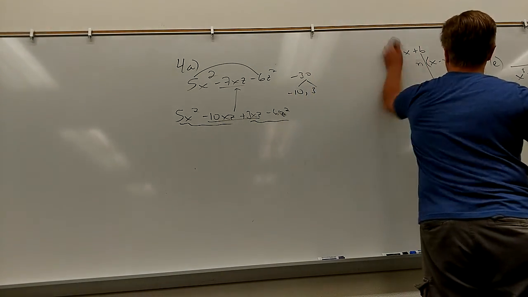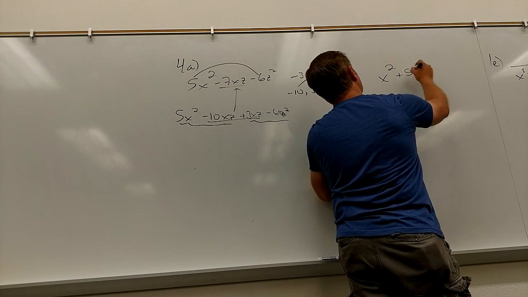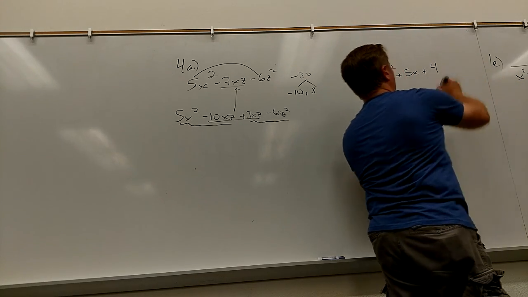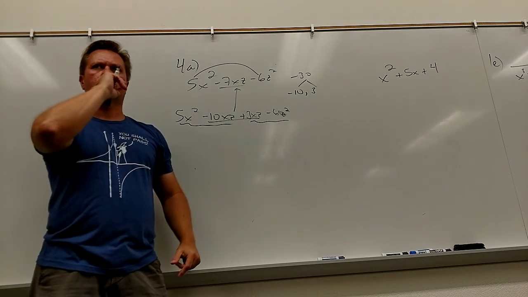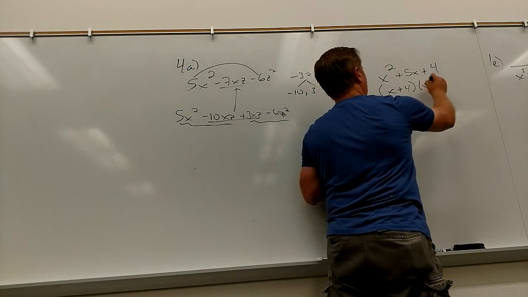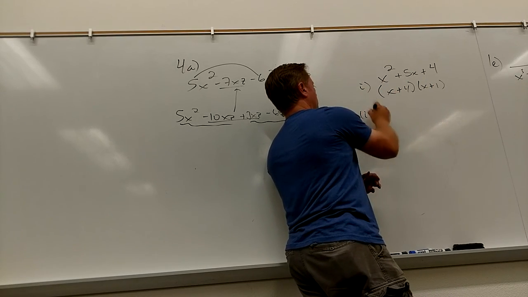Now let me ask you this. If I gave you this problem, this should be easy. What you got, Jeff? How would you factor that? X plus 4, x plus 1. Beautiful. Now, Don was thinking to himself, that was no big deal. What was that?